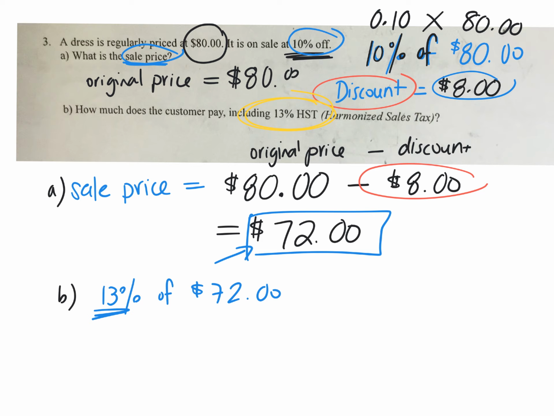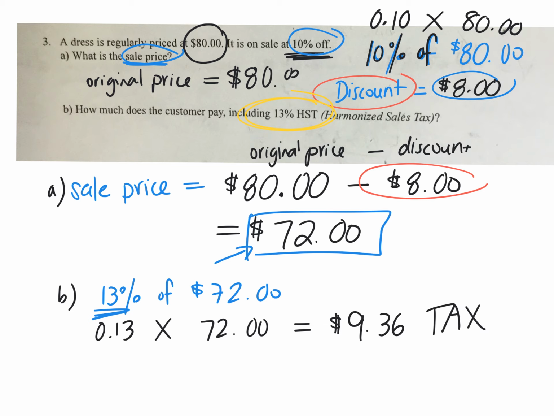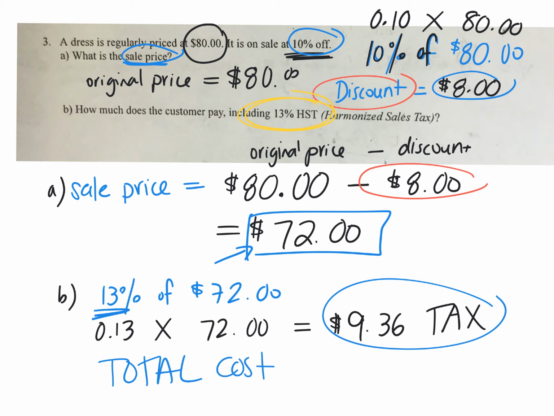So what do I do, Arsma? So 0.13. Okay, so what do you got? Times 72. So I'm paying $9.36 in tax. That's the tax. We have to always pay extra when you buy something. There's always tax, right? So I want to know the total cost of this dress.